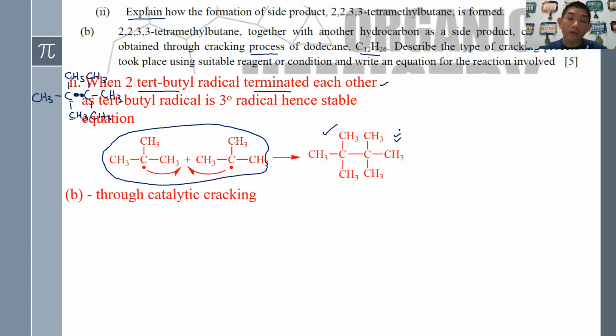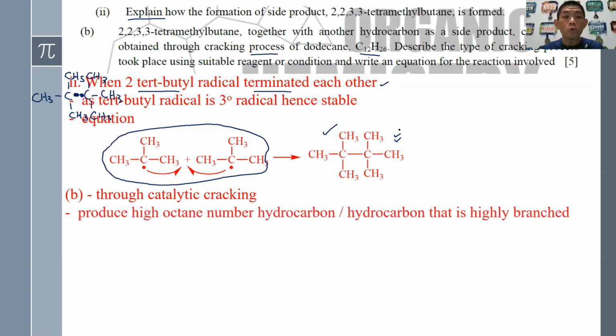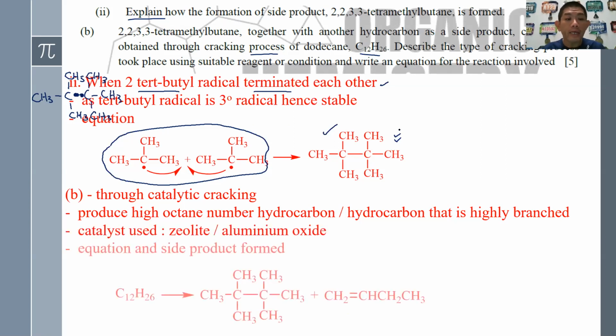Because the question wants you to describe the type of cracking process, you have to describe why you choose this cracking process as the answer. So why do you choose catalytic cracking? Because you have to explain that through catalytic cracking, you produce a higher octane number of hydrocarbon, or hydrocarbon that is highly branched. The question also asks you to use suitable reagent and condition. Of course, you have to mention catalyzed by zeolite or aluminum oxide in the equation. And the question also requires you to identify another hydrocarbon. Do you see that?